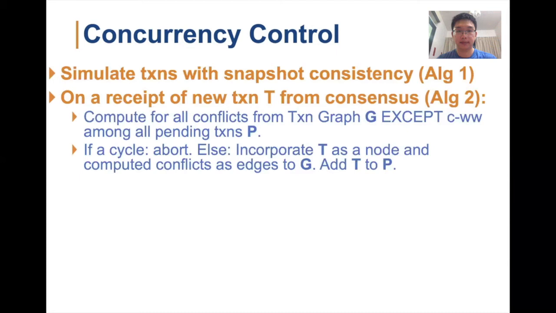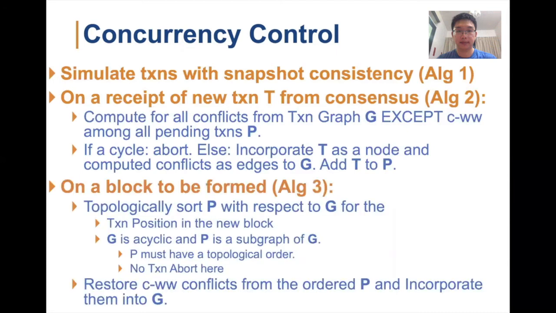When a new block is to be formed, we topologically sort P with respect to G. The resulting order determines the transaction position in the new block. Note that since G is acyclic, P as a subgraph is also acyclic. Hence, P must have a topologically sorted order. No transaction needs to be aborted here. We at last restore C write-write conflicts from the ordered P and incorporate them into G.